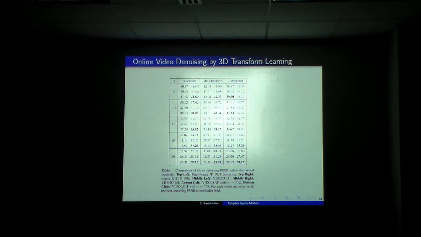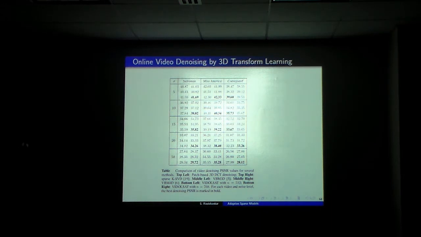For example, I put this together just before the talk, so it's not in a very nice-looking state. The rows here are different videos: Salesman, Miss America, Coast Guard, and different noise levels. This number is for just DCT-based denoising, 3D DCT for the 3D patches. This is using some form of KSVD, a dictionary learning algorithm. And these are for the variants of BM3D for videos, which are VBM3D and VBM4D. And then these are the results for transform-based denoising of the videos.